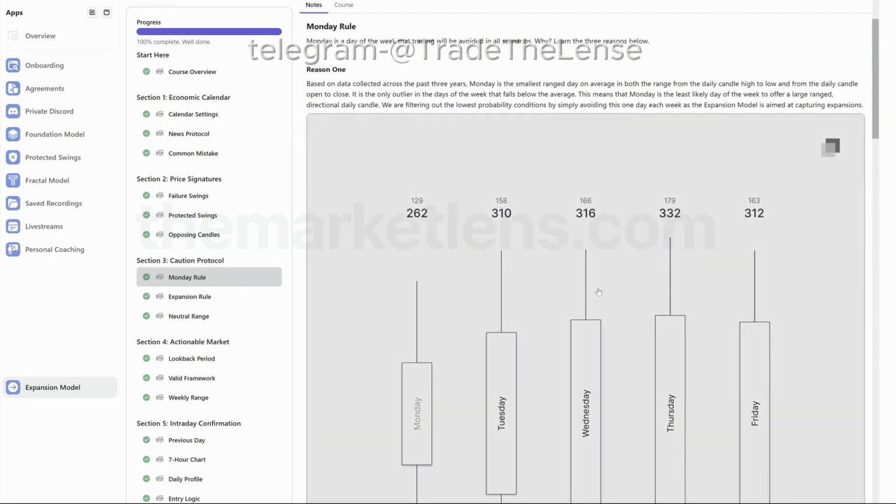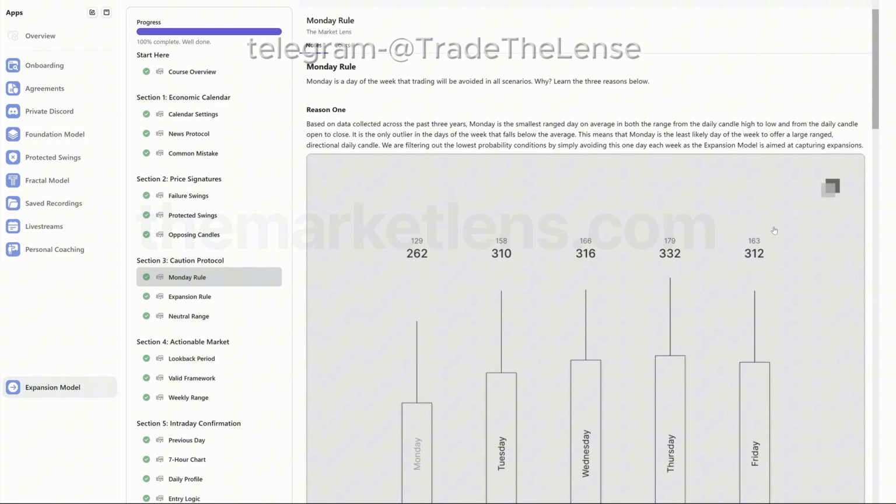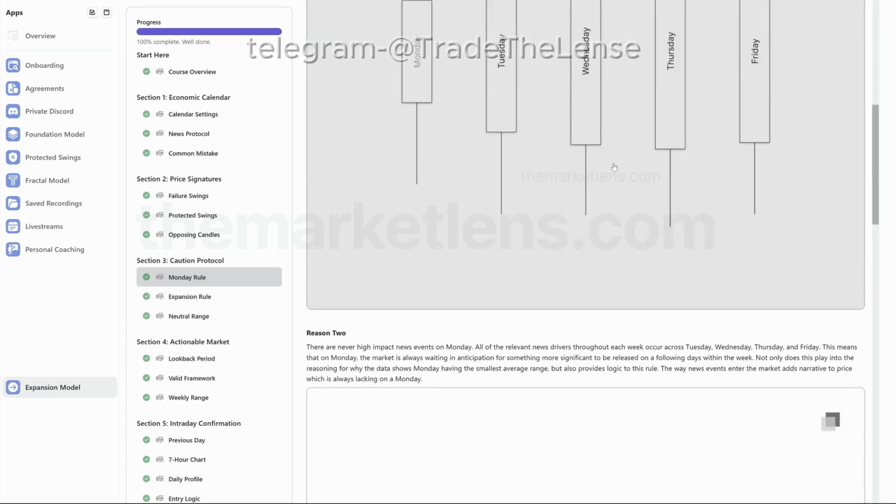The first reason is just based on data. Monday in itself is just smaller ranged on average from the open to close, the high to low. Just in general, it is a smaller range day out of all of the days of the week. And that's just one reason out of the few where I'm going to think about avoiding that, because I'm interested in anything that can put me onside more likely with an expansion day. I'm more concerned with that than anything.